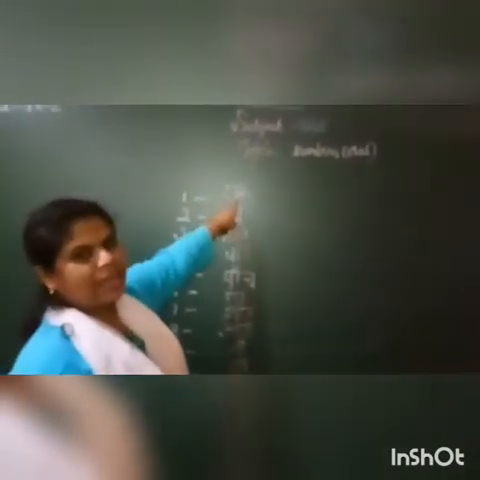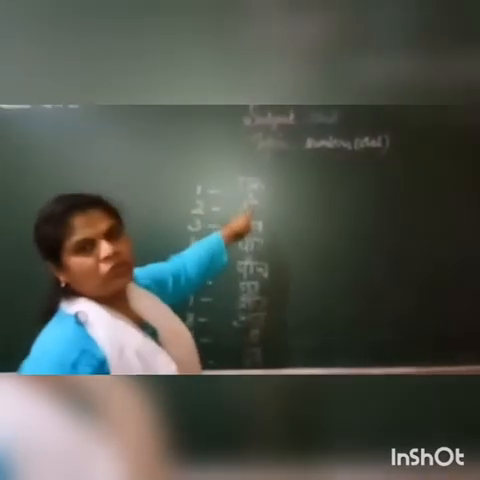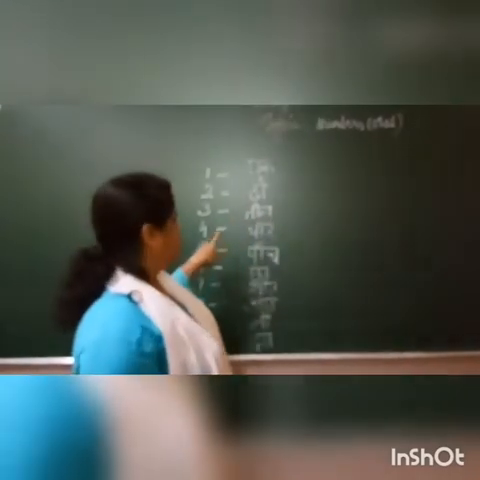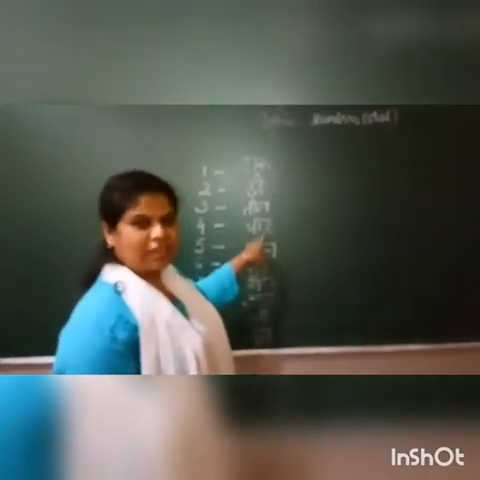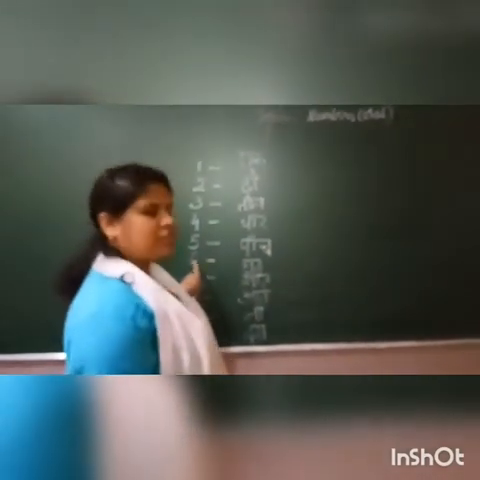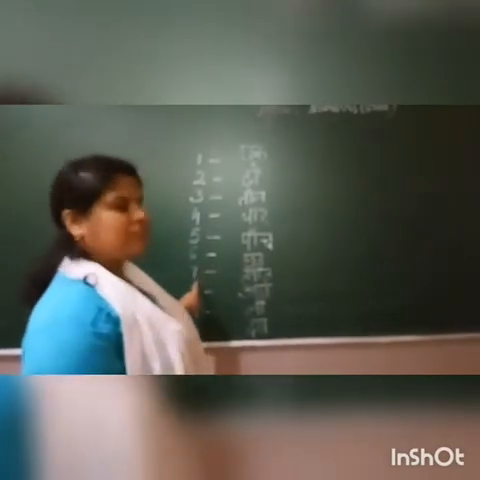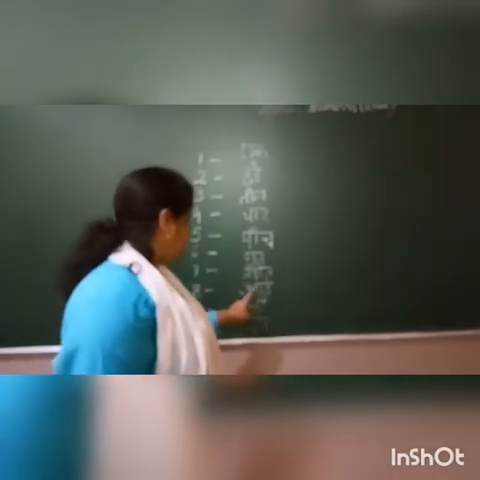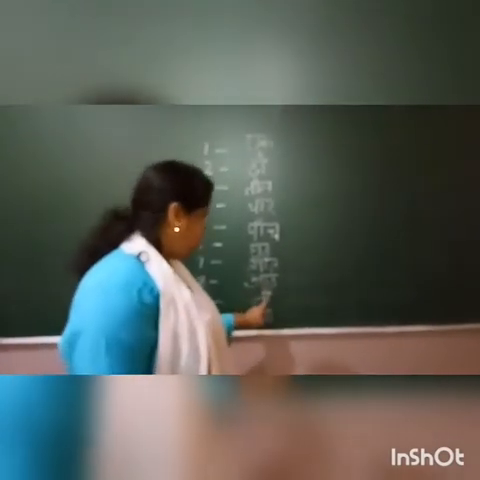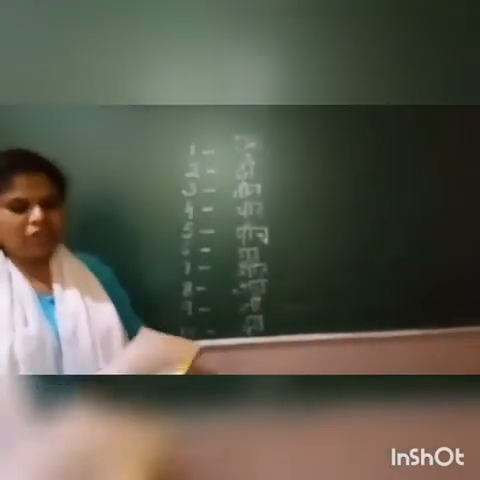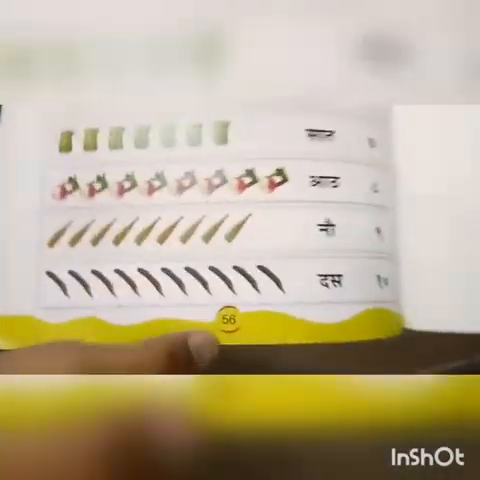1 is ek. 2 do. 3 teen. 4 char. 5 panch. 6 chhah. 7 saat. 8 aath. 9 nau. 10 das. Okay, children, in your textbook, if you open page number 56, this is page number 56.